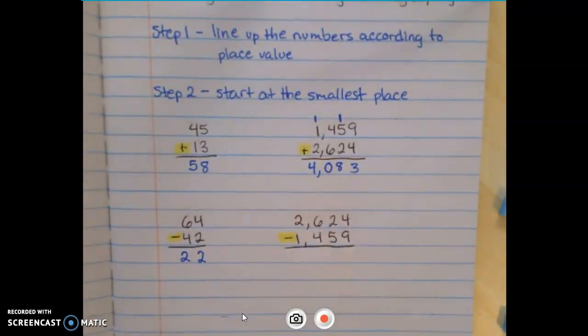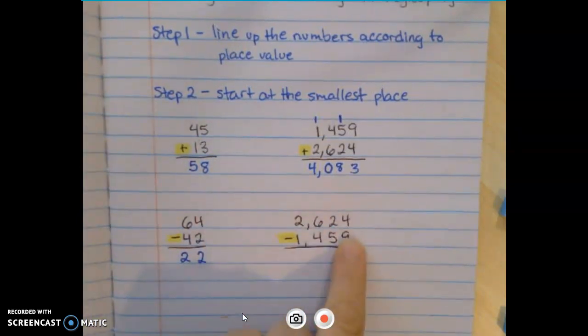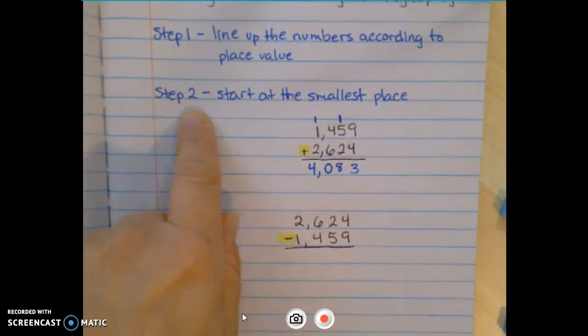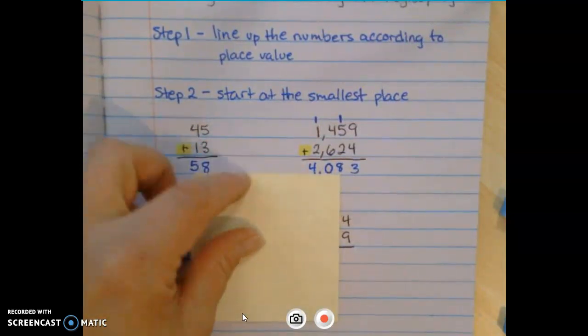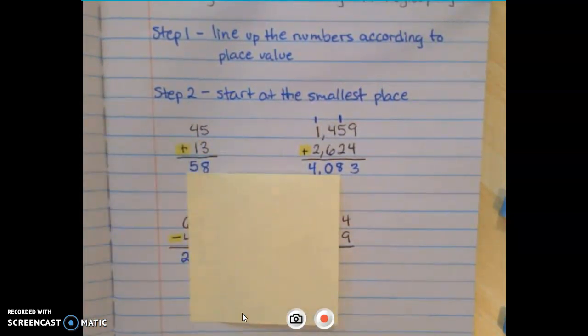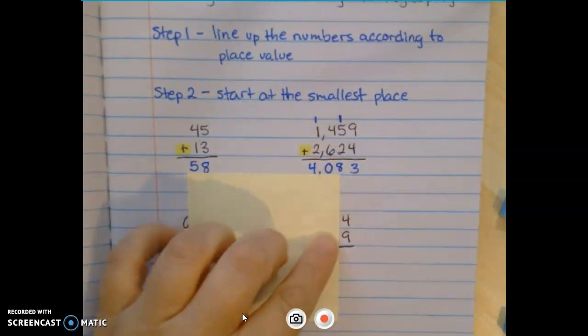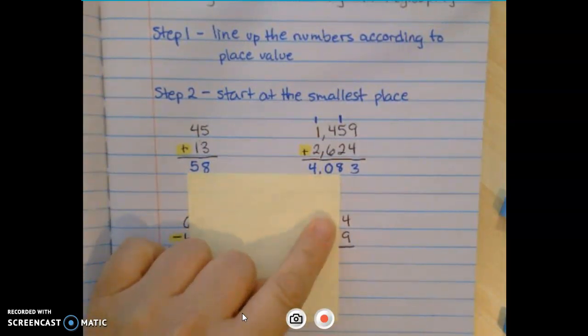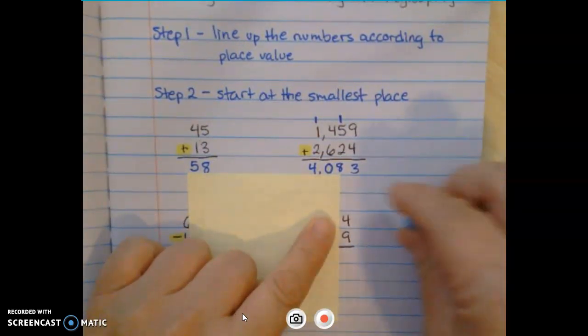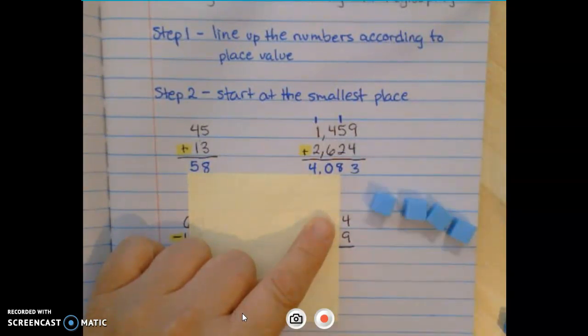There we go. All right, so starting with my step one, I've lined them up based on their place. Each digit has a place. So step two, I'm going to start at my smallest place. So in this number here, I'm going to start at my ones place. Let's think about this. This is 4 subtract 9. Be careful. I can't turn these around like I could with addition. They have to stay in this order.